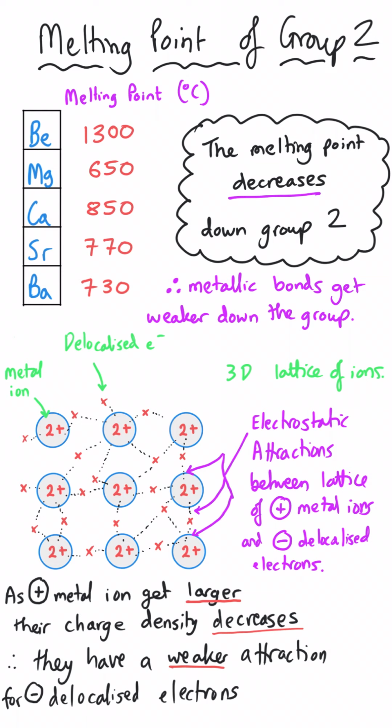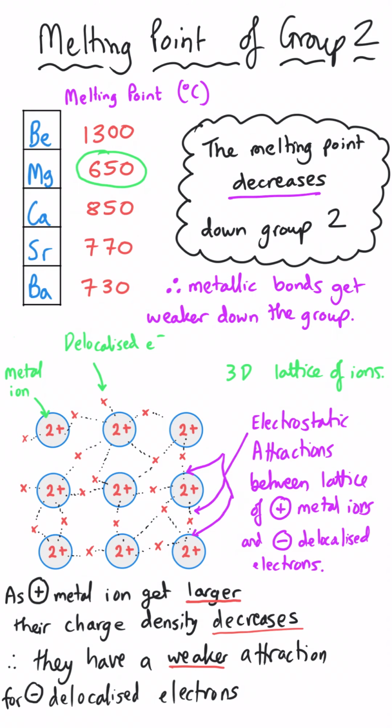And that charge density decreases as you go down the group, and the electrostatic attraction decreases as well. We can see that magnesium is an exception to this, which tells us that the pattern can't be quite as clear-cut as I've just said, and it isn't.